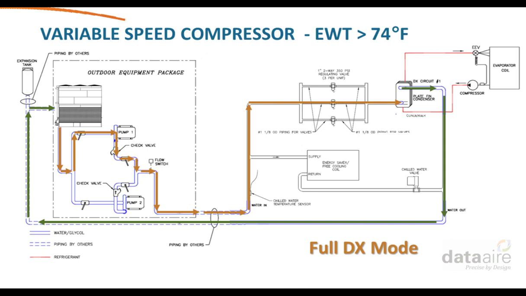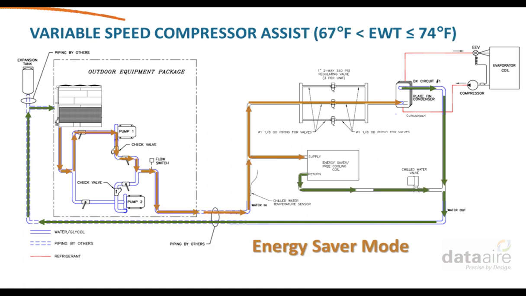So in this scenario, for this design, when the water temperature was above 74 degrees, we decided that to be the cutoff point where you would run compressor cooling, so full DX mode. As you can see, the water is going to bypass, that chilled water valve will be shut. It's going to go straight through the water regulating valves and into the condenser to cool the compressor, and then back around to the cooling tower to finish the loop there.